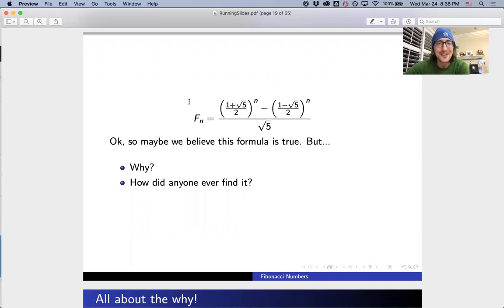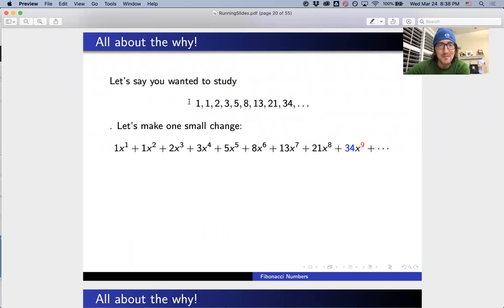So let's do it. Let's see why this formula is true. I'm going to show you a really cool trick. It seems like it shouldn't do anything, but it actually does so much.